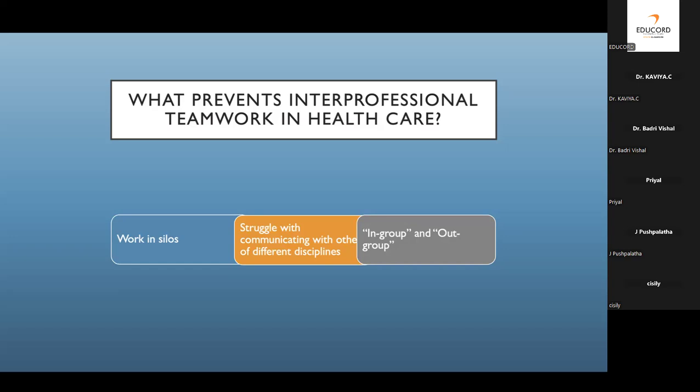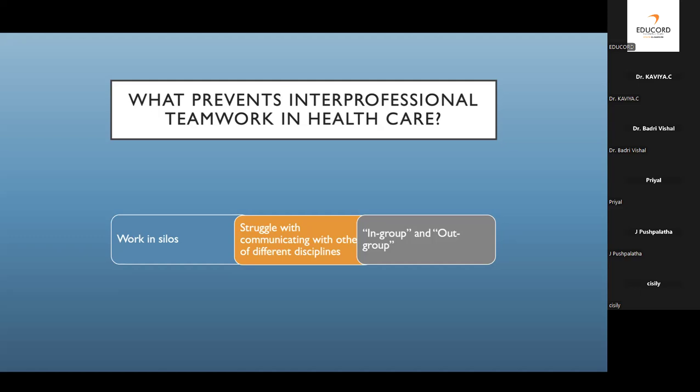So the best way to curtail this is to talk to other people, talk to other specialities, and update your education also. You have to update the educational system to have better communication with other disciplines as well. Working in silos.